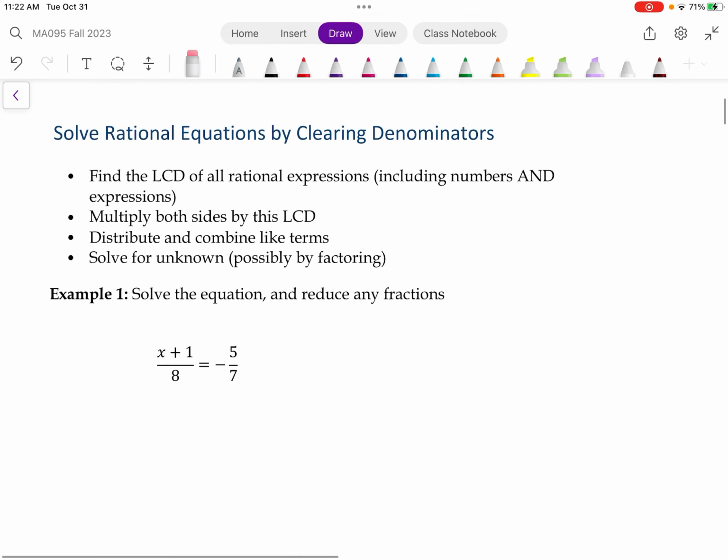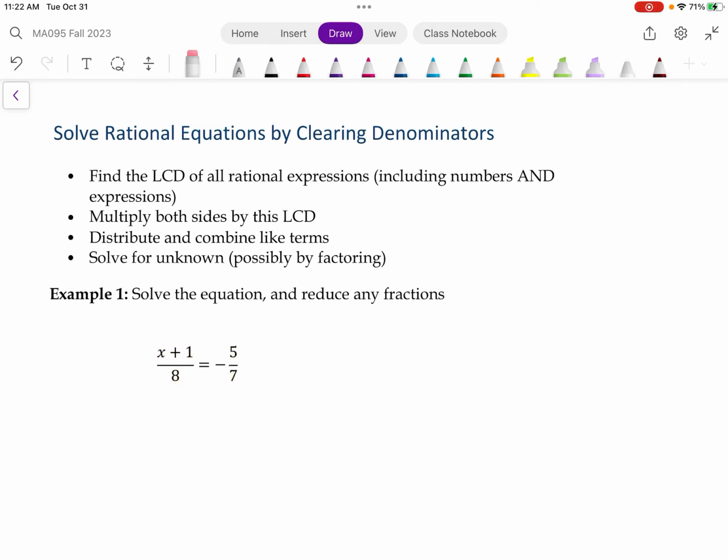All right, so let's first look at solving rational equations by clearing denominators and what the steps are. So the first thing is you're going to find the least common denominator of all the rational expressions on each side. So you're looking at, right, this is an expression, and then this is a different expression, right? And they're set equal to each other, which means it's now an equation.